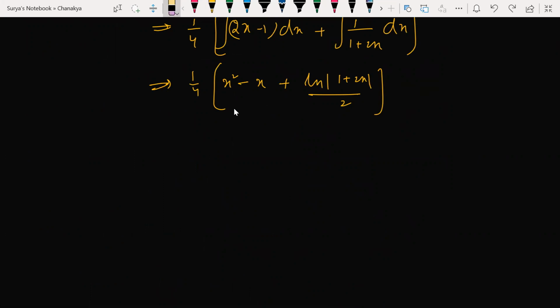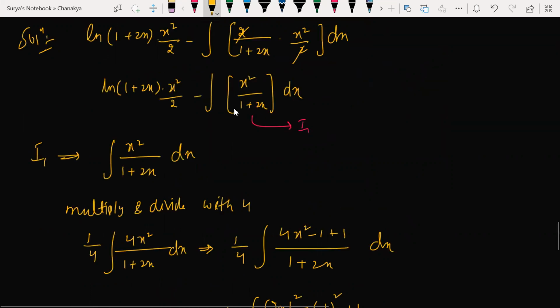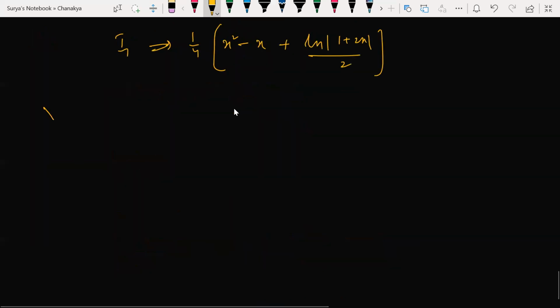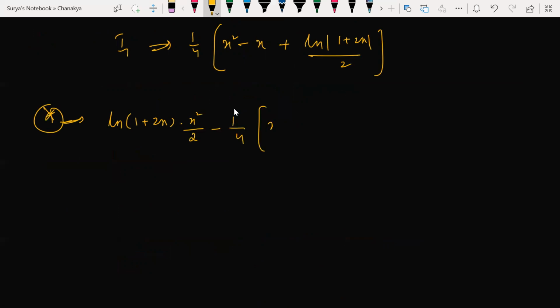Oh, this is my I1 answer. Let's substitute here. This is my star equation, right? From the star equation, what can I write? Ln of 1 plus 2x into x square by 2 minus I1. What is I1 we got? 1 by 4 times of x square plus x, ln of 1 plus 2x divided by 2. Correct? So this is what I get here now.